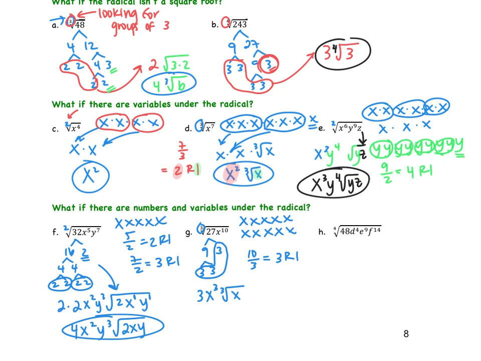Now, instead, if we like to write out all the x's like I did, you're looking for 3 at a time. So there's how we get our x to the third. There's 3 groups, and then this one remaining. So that is our final answer.